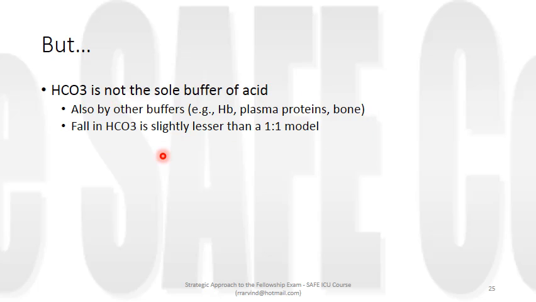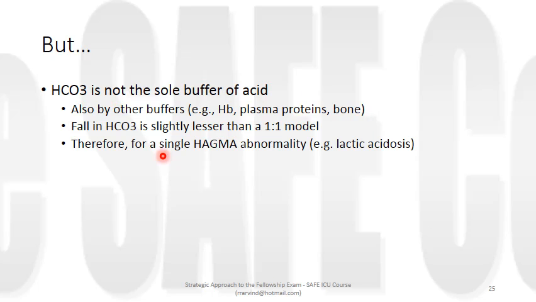Therefore, for a single high anion gap metabolic acidosis problem, for example if the patient comes to you with lactic acidosis, the delta-delta ratio is not expected to be 1, but about 1.5. Roughly about 1.5 to 1. That's the usual thing.